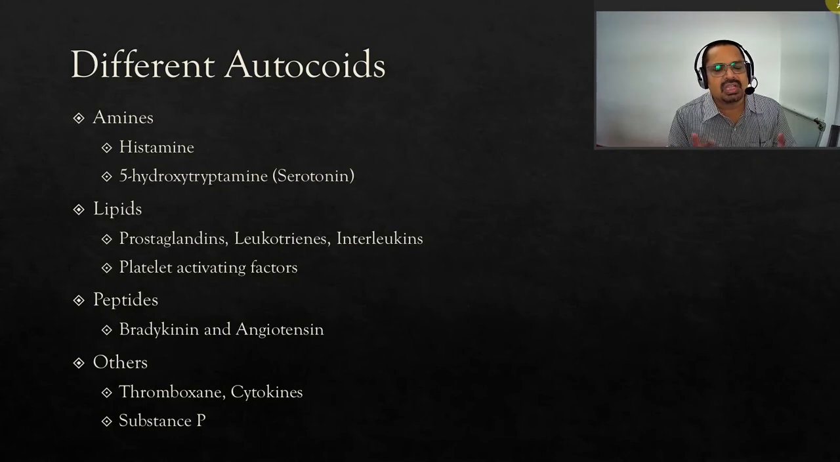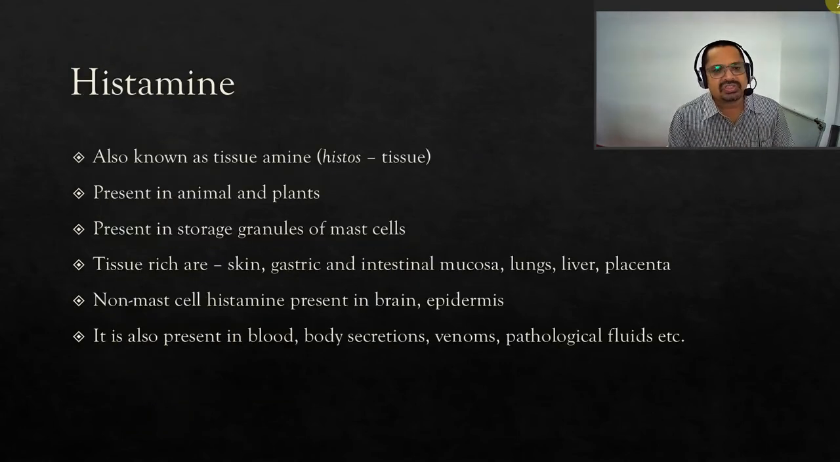So these are the different types of autocoids. This is only a few of the important ones. There are many more, like nitric oxide, etc. But the most important we have listed here, and the rest we will see in the next presentations. So the very first autocoid we will start with is histamine.